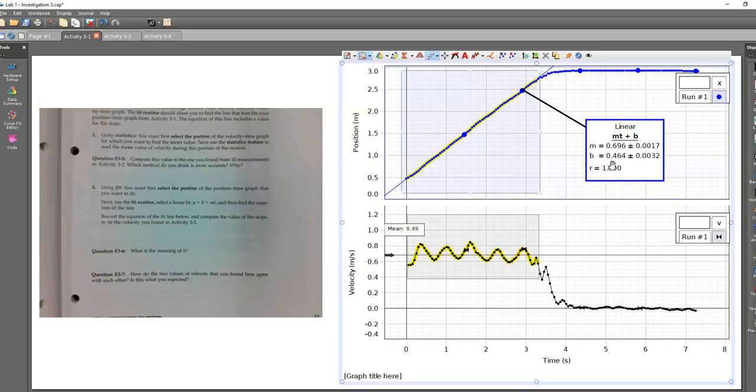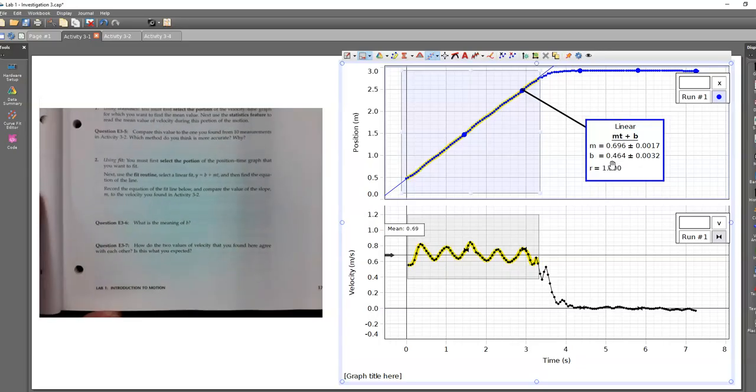What does that y-intercept b mean physically? Yeah, but what does it mean physically? Where I began. Yes, at time zero, where was I standing? I was standing about the half-meter mark. Okay? So that's question E3-6. What is the meaning of B? B is where I was standing at time zero.